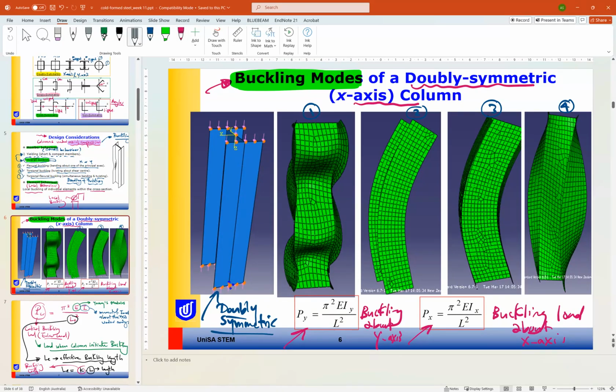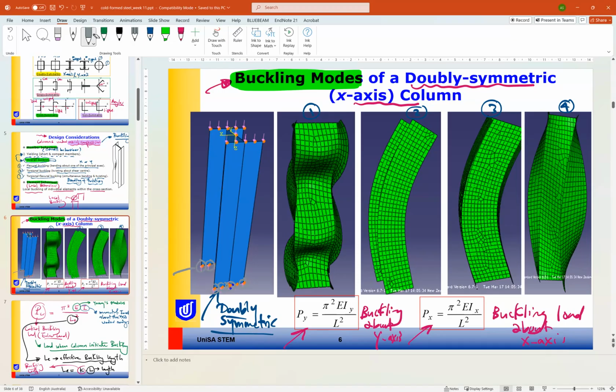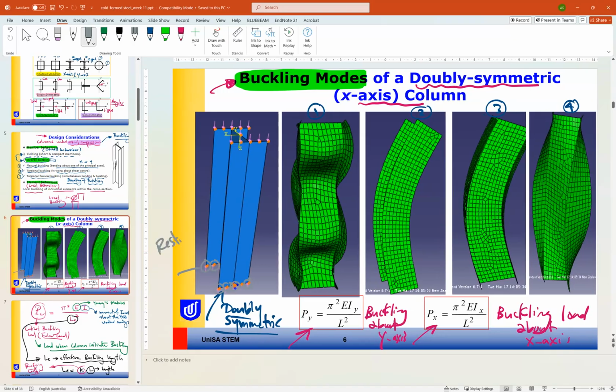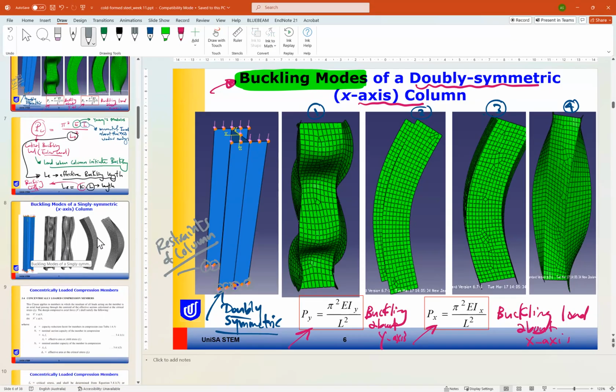As you can see in the model here, we have some orange parts or orange nodes. These orange nodes are the boundary condition or the restraint of the column. Okay, so all these are elements affecting the buckling modes and buckling shape of the column. Okay, let's keep this in mind.